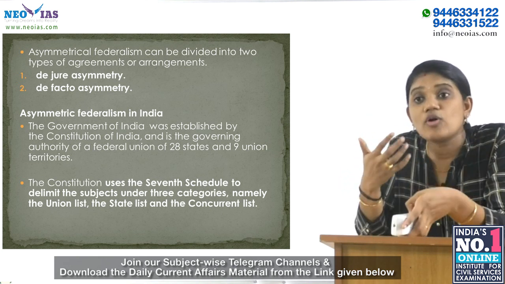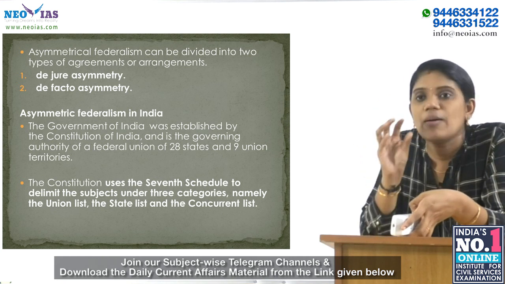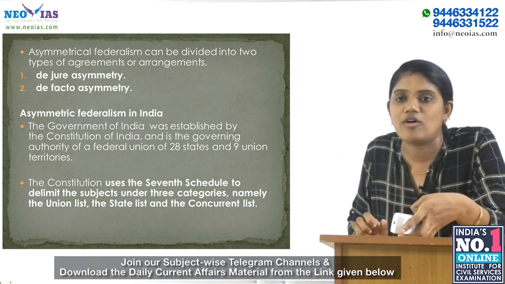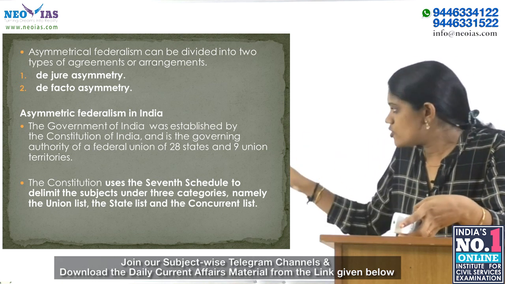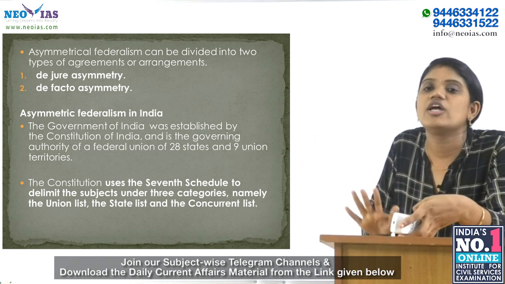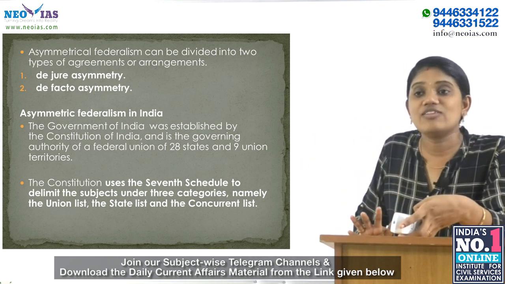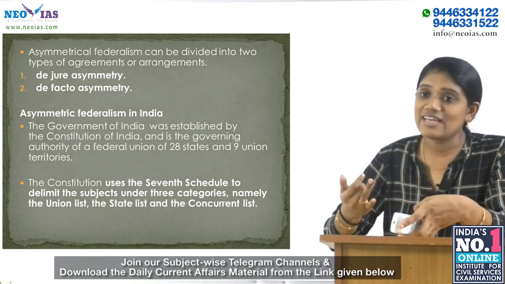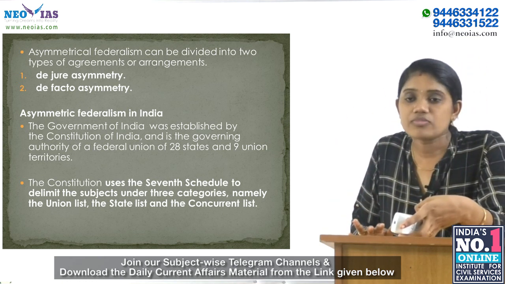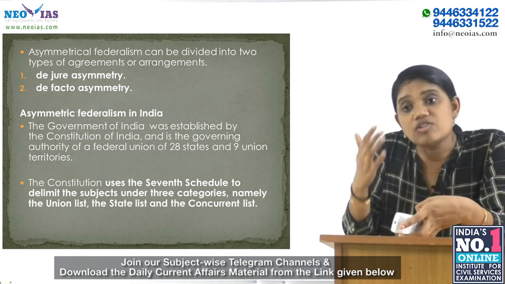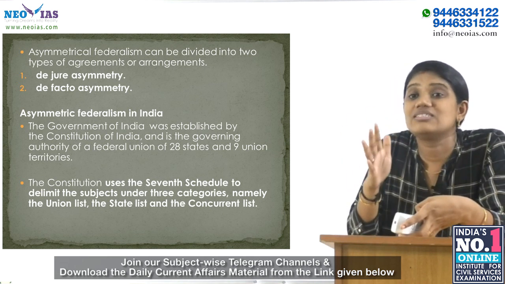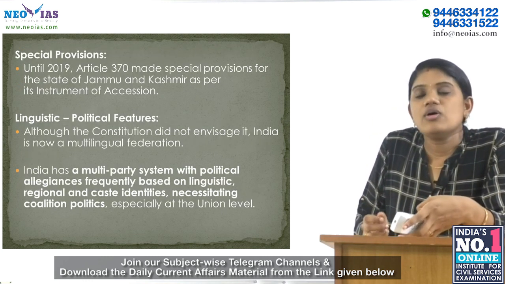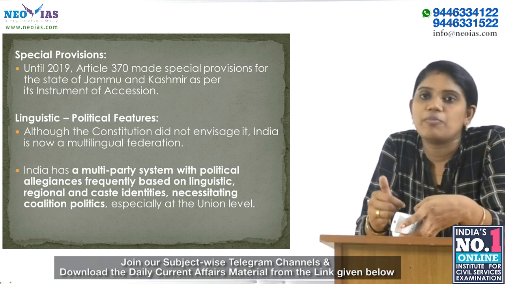appropriates the subjects on which each tier of government has executive powers. So we can say the Constitution uses the 7th Schedule to deal with the subjects under 3 categories, which are the union list, state list, and also concurrent list. Okay, and a distinguishing aspect of Indian federalism is that it is asymmetric. Clear? So next we will be dealing with the special provisions.